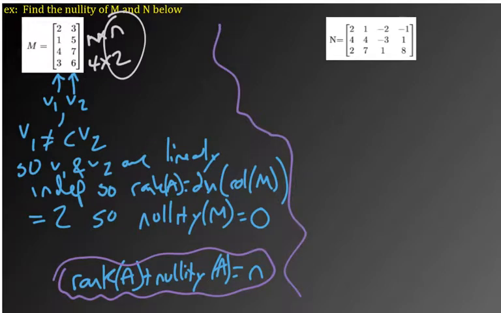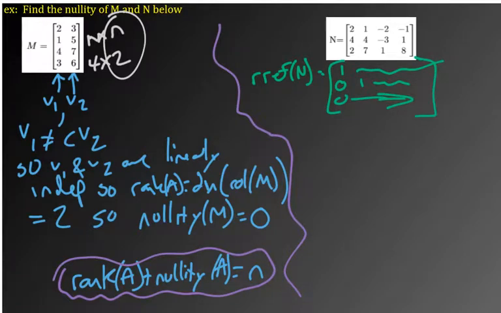For this one, if you do the reduced row echelon form of it, you're going to get a 1 and then some stuff, then a 0 and then a 1 and some stuff, and then a row of zeros. That is really enough to answer the question, because the rank of this is 2. This is a 3x4 matrix.